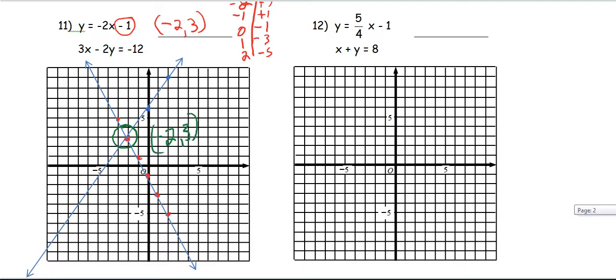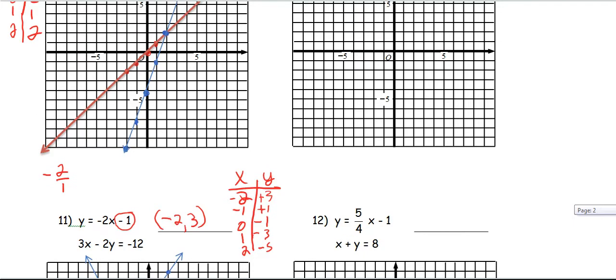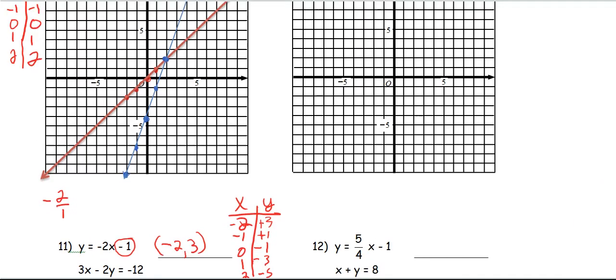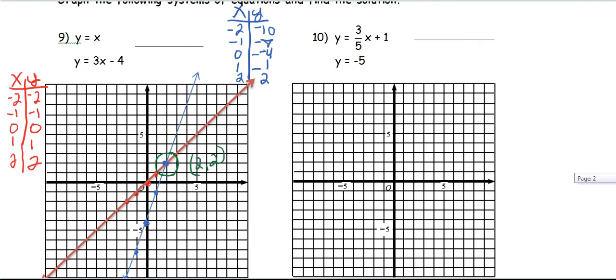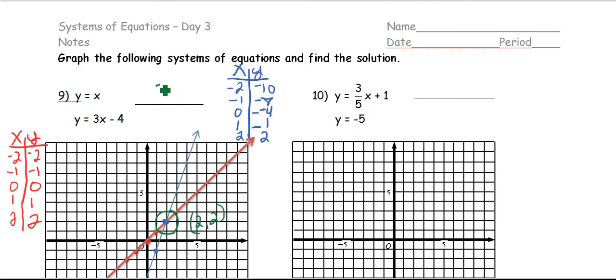Let's go back up to the one before. The point where they cross on this one, where the point they have in common, is 2, 2, and I'm going to put that here, 2, 2.